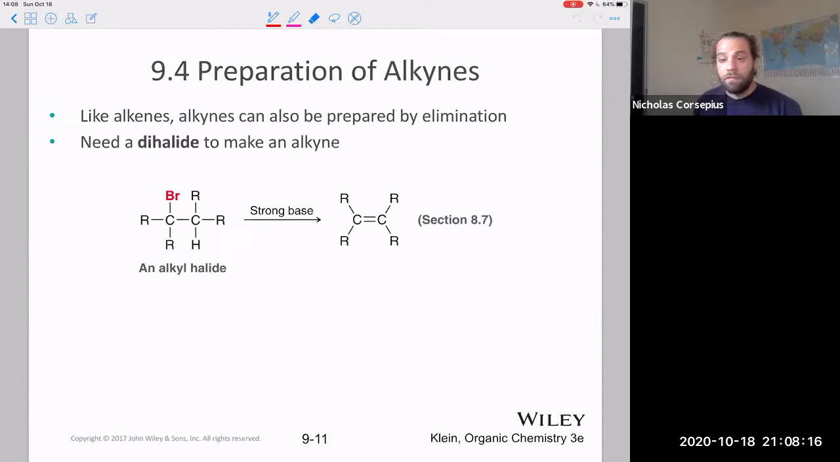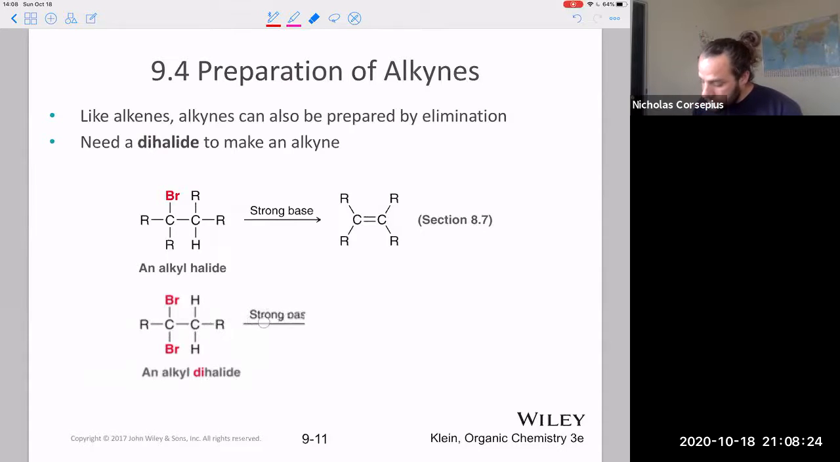Good news is we have a very similar, or analogous, way of forming alkynes, and that is to start with an alkyl dihalide, right? So now I have 2 bromines, or 2 halogens. If I treat this with a strong base, I can get 2 elimination reactions, and then I will produce an alkyne. Very analogous to the formation of alkenes through elimination reactions, we can form alkynes through elimination reactions as well. Again, we just need to have a dihalide.